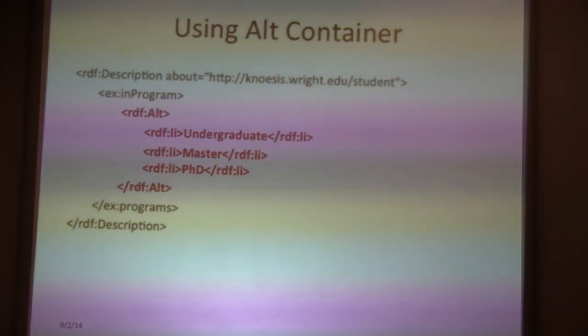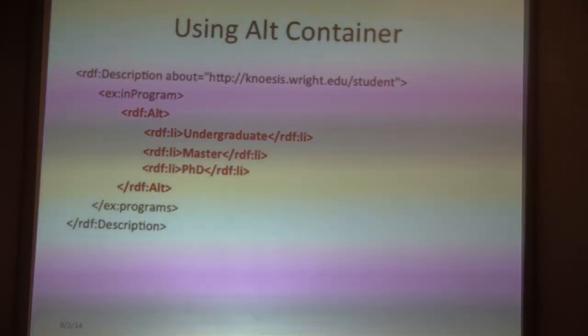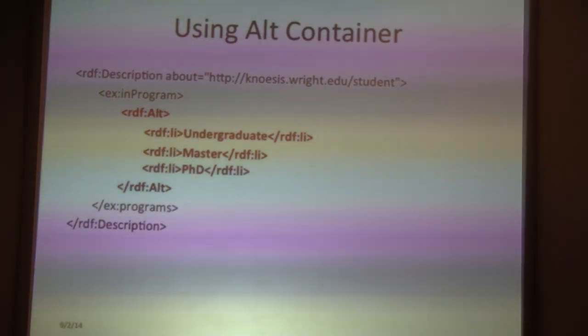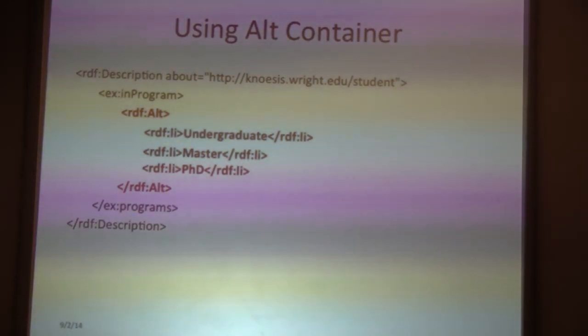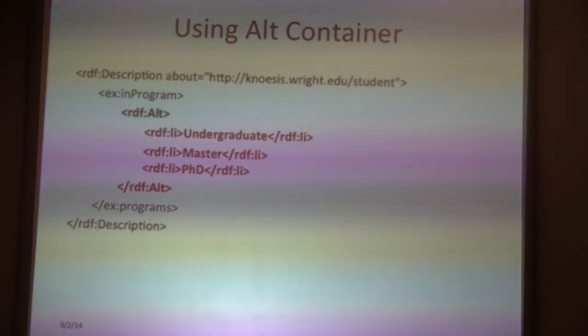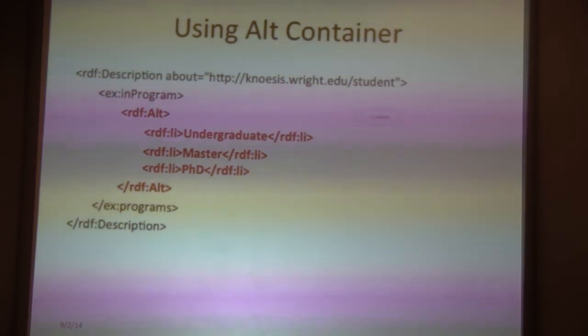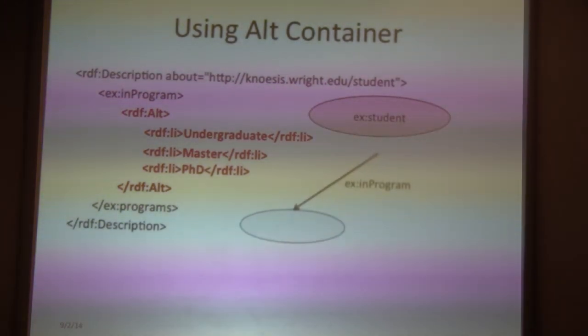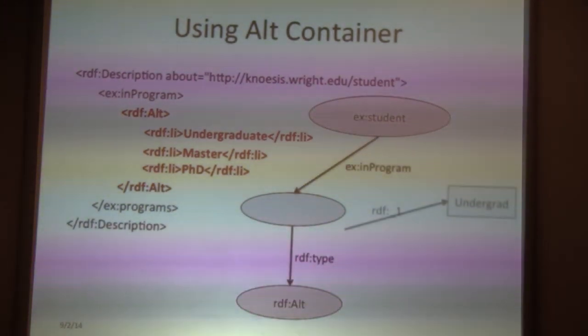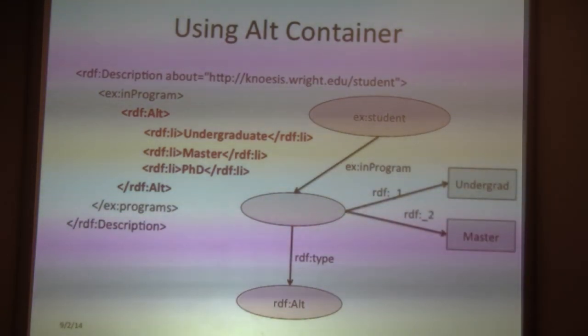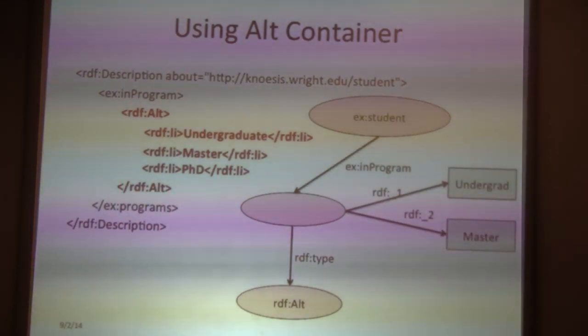And the last one is the alternative container. For one student, we may be in one of three programs: either undergrad, master's, or PhD student. Are you both undergrad and master's, or two of them at the same time? Okay, so this example makes sense then. And this is how we create the graph for this set of triples.